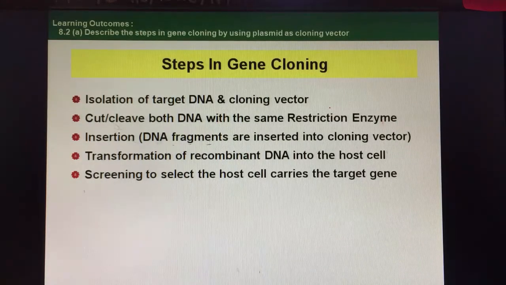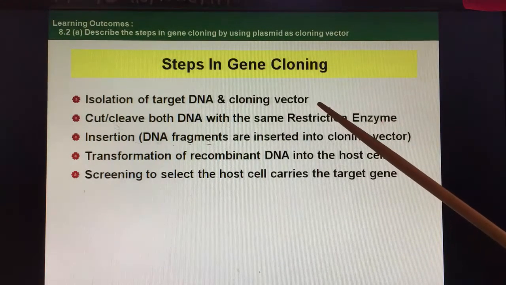Today I will describe to you the steps involved in gene cloning. It involves 5 different steps. The first step is the isolation of the target DNA and cloning vector.